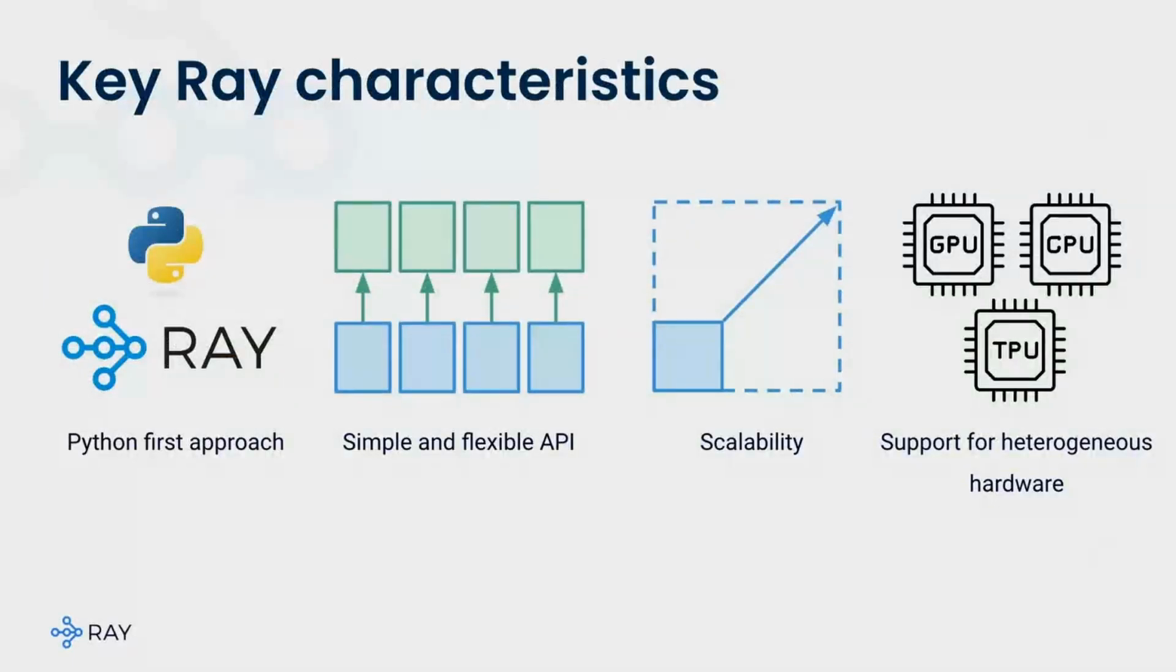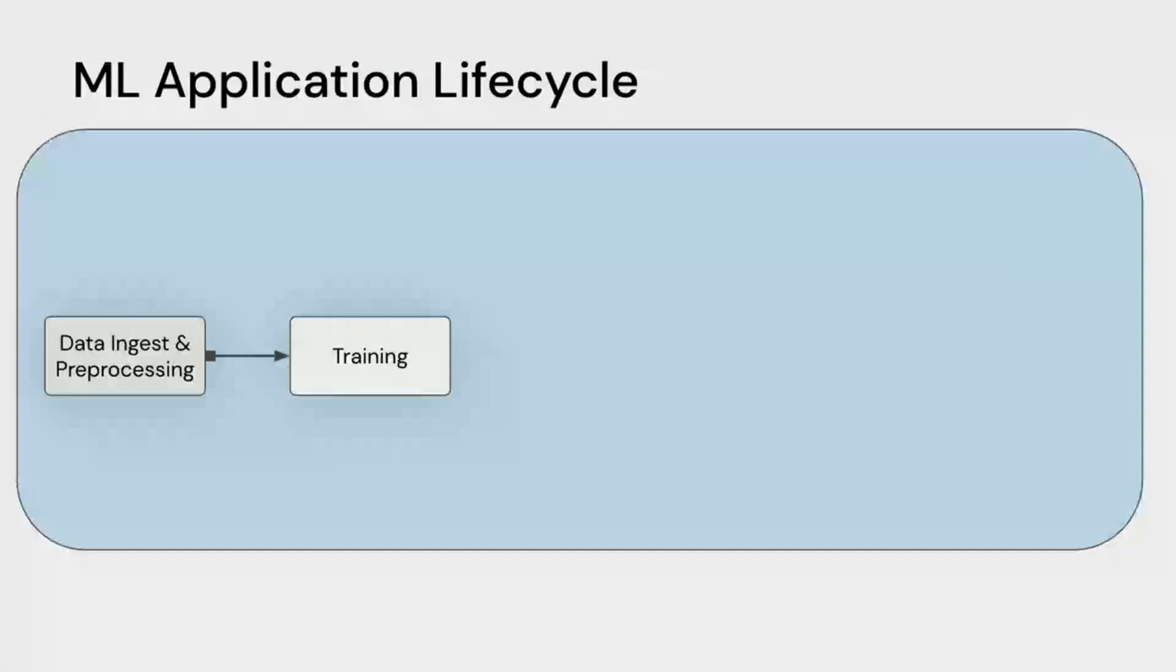Currently Ray has support for ARM-based processors and GPUs like the NVIDIA A100 on AWS. We can try to run Ray on Trainium, but that's not officially supported yet.